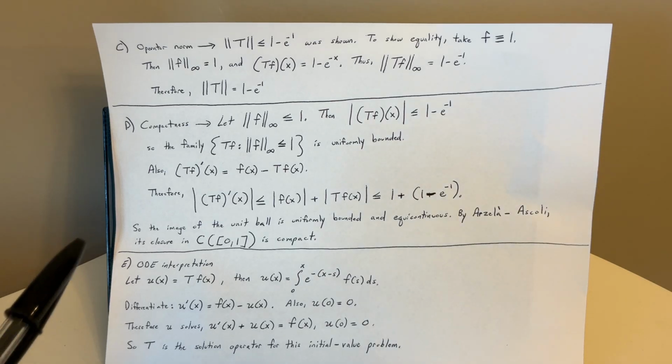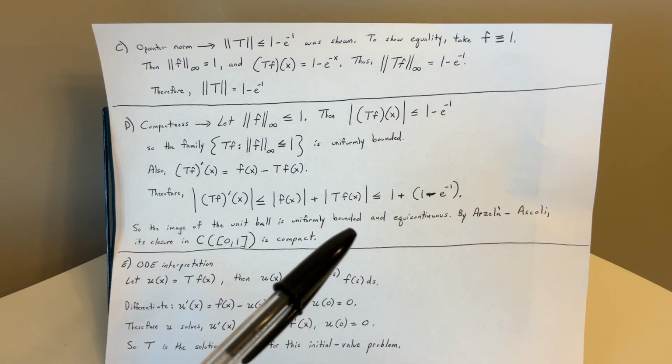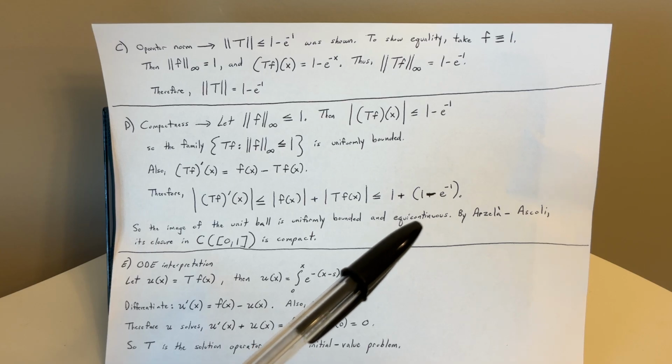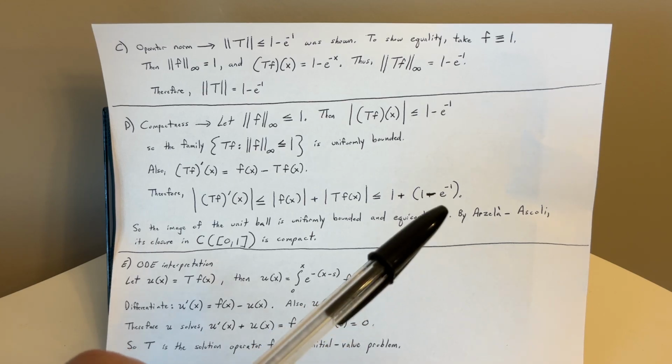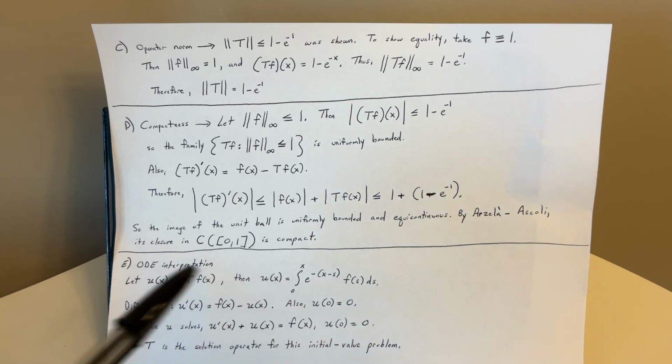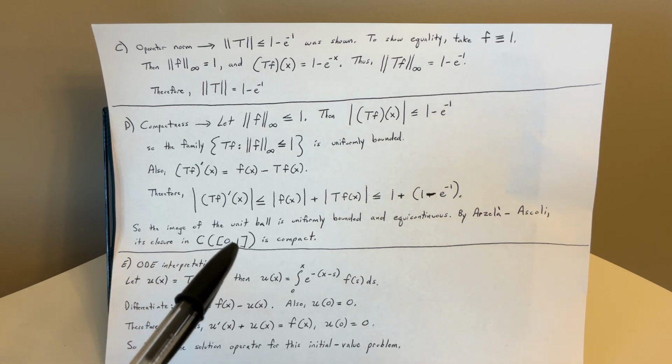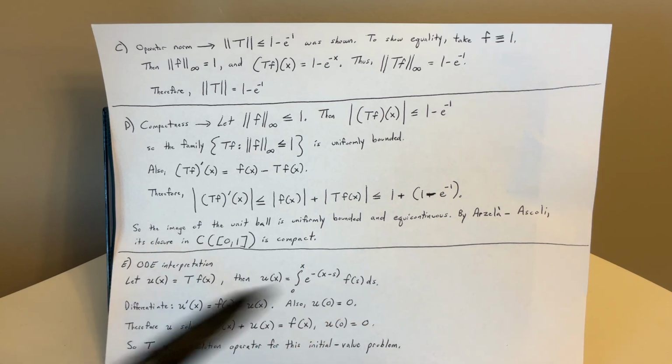So the image of the unit ball is uniformly bounded and equicontinuous, and by Arzelà-Ascoli, its closure in C[0,1] is compact.